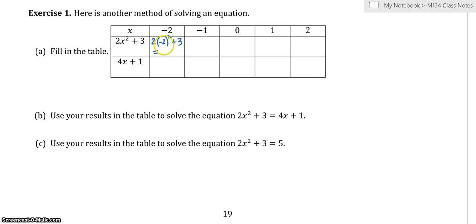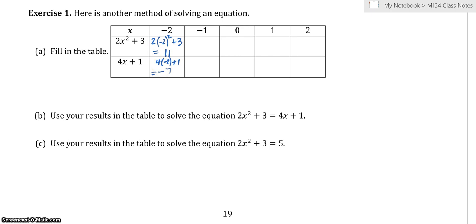You have to do the exponents first. Negative 2 times negative 2 is positive 4, times 2 is 8, plus 3 is 11. That is the answer there. On this one, it's going to be 4 times negative 2 plus 1, so that would be negative 8. Multiply first, plus 1 is negative 7.